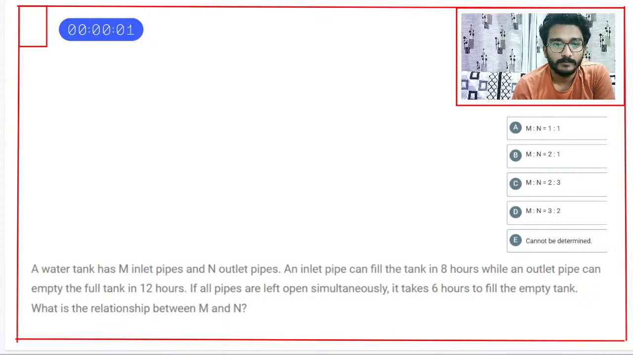All right, so let's start this one. Water tank has M inlet pipes and N outlet pipes. Inlet pipe can fill the tank in 8 hours. Outlet can empty in 12 hours. So inlet and outlet, 8 hours and 12 hours.